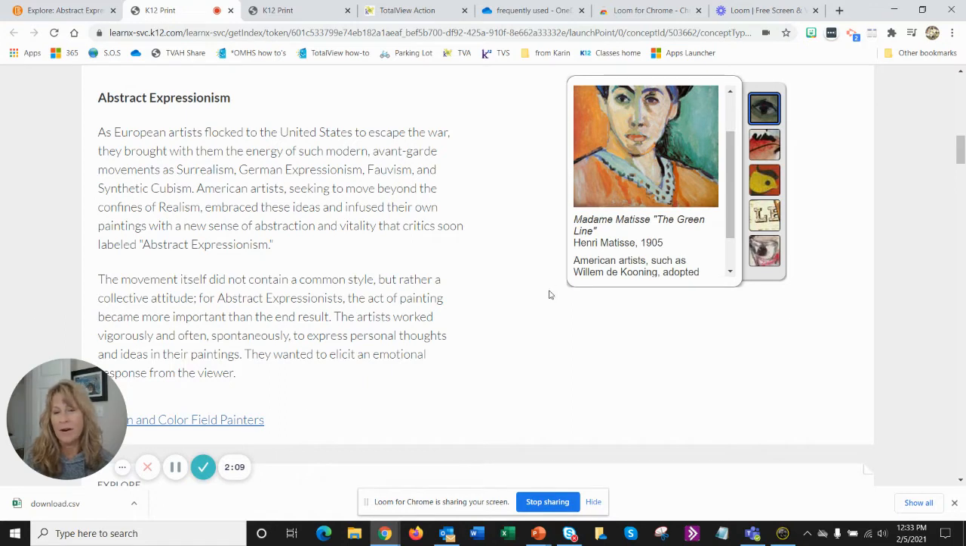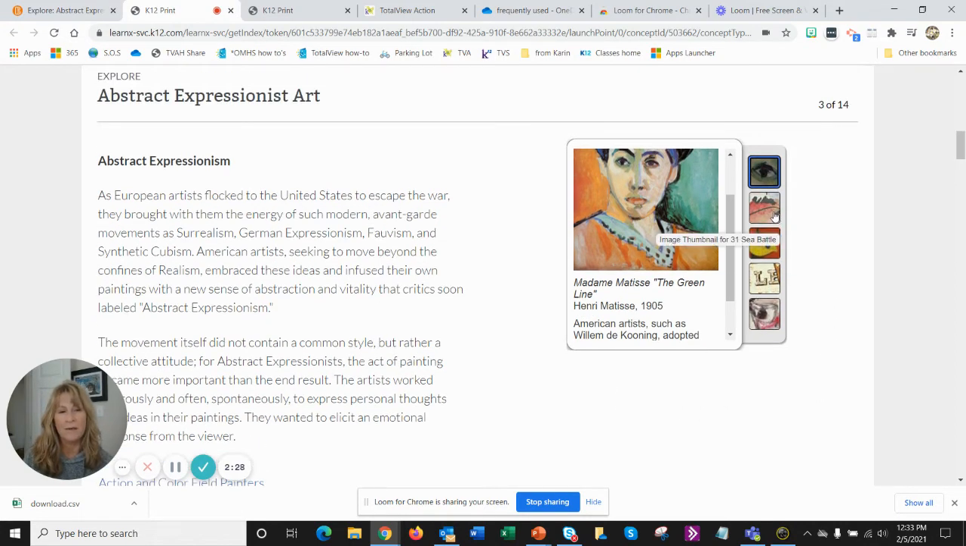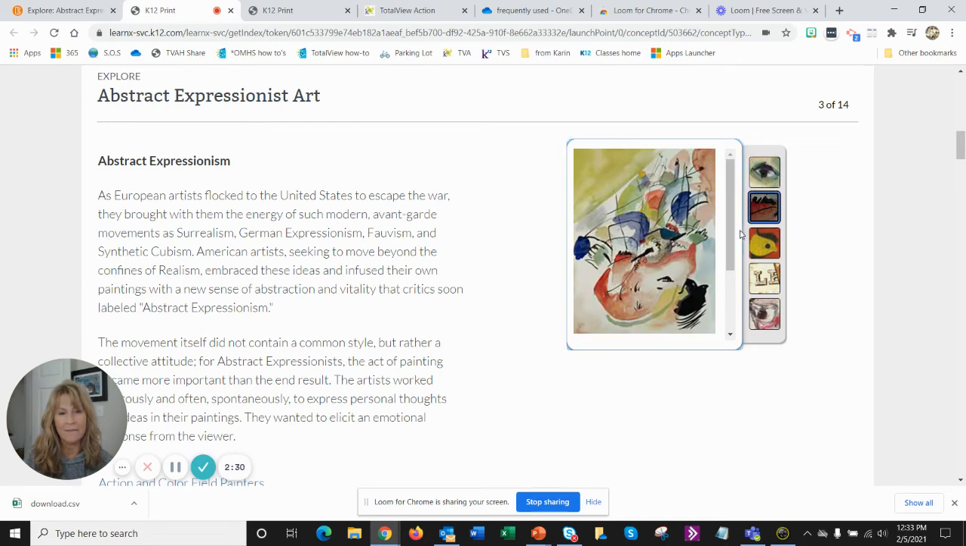The movement itself did not contain a common style, but rather a collective attitude. For abstract expressionists, the act of painting became more important than the end result. The artists worked vigorously and often spontaneously to express personal thoughts and ideas in their paintings. They wanted to elicit an emotional response from the viewer. So here are a few that we can see.